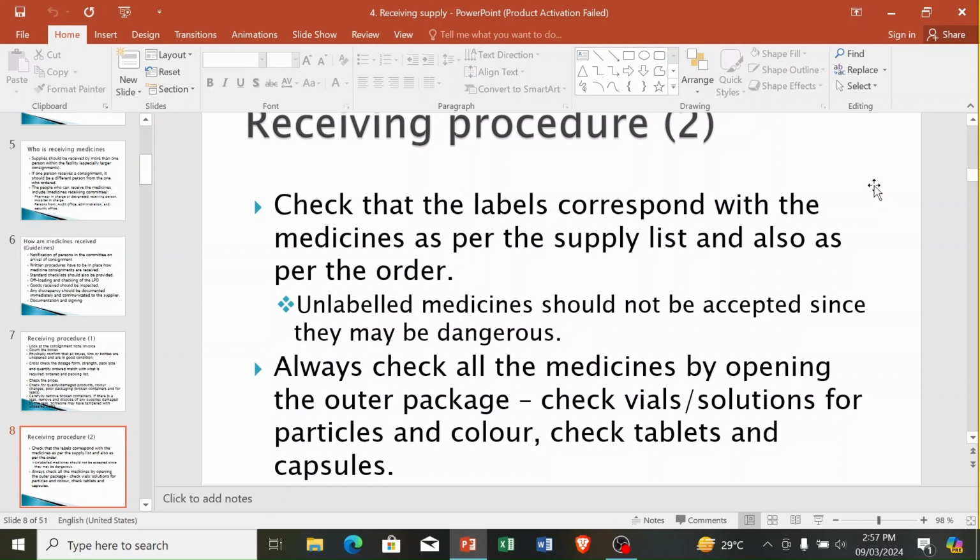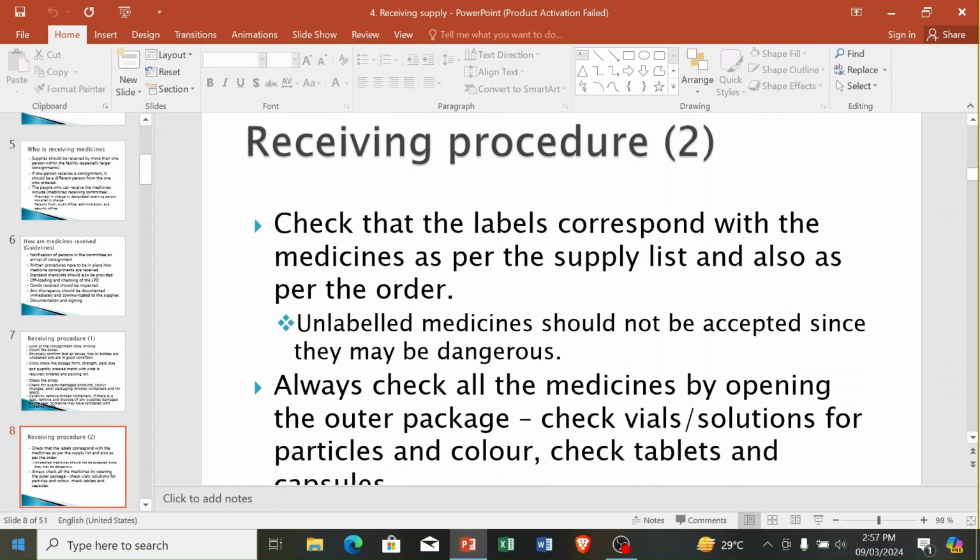Unlabeled medicines should not be accepted since they may be dangerous. In case a supplier has delivered medicines for us, we may not receive them if they are not labeled. A label guides us a lot on what it is, how we store it, which active ingredient has been used, the manufacturer of the product, and the composition of the medicines in that specific product. Always check all medicines by opening the outer package. Check vials and oral solutions for particles and color. Check tablets and then capsules.